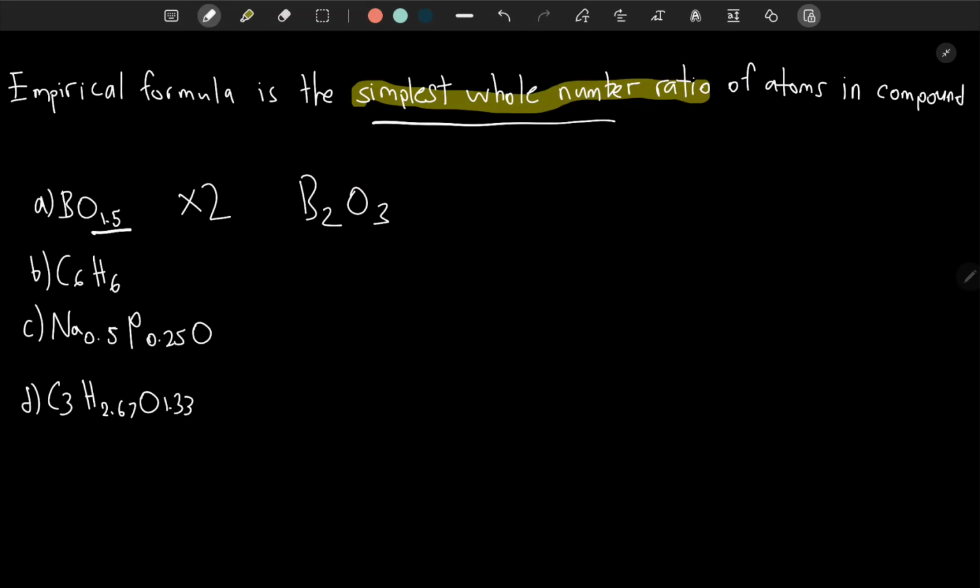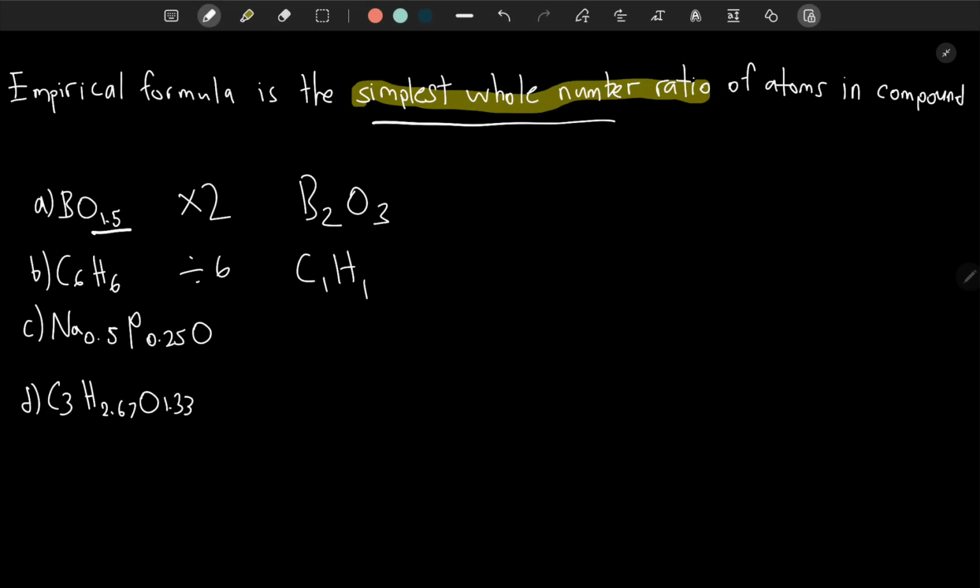Moving on, in B we have C6H6. This is in whole numbers, but it is not the simplest ratio. So we can divide this equation by 6 and we will get CH, that's it. So 1 and 1. It's not necessary to write the 1.